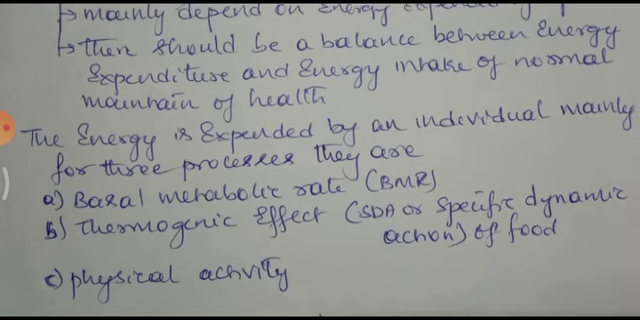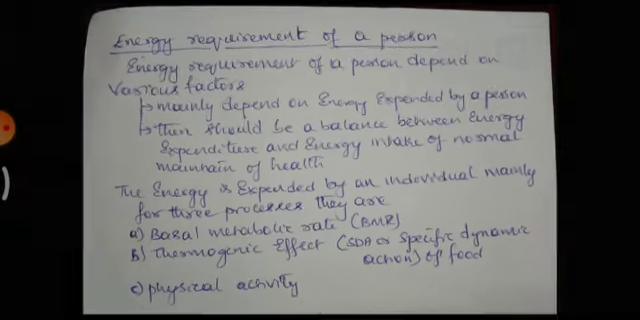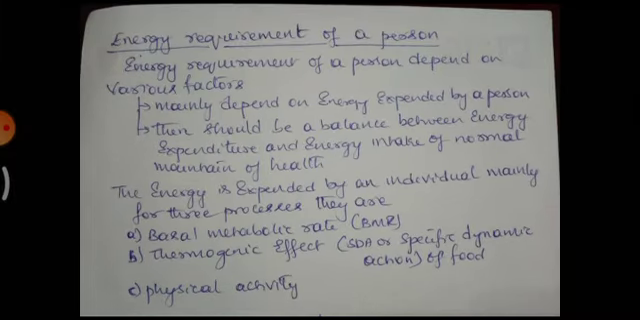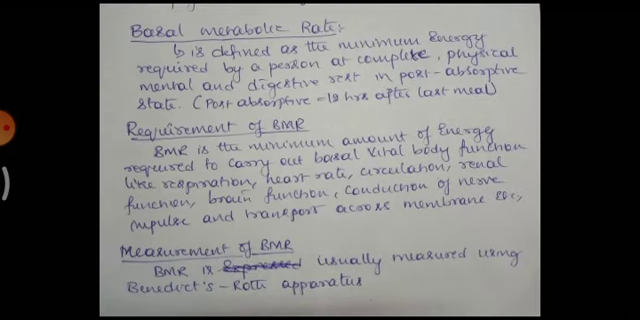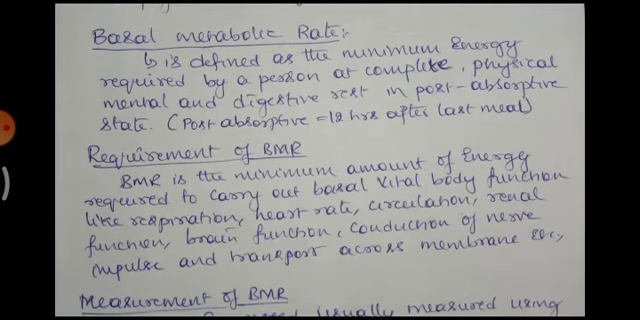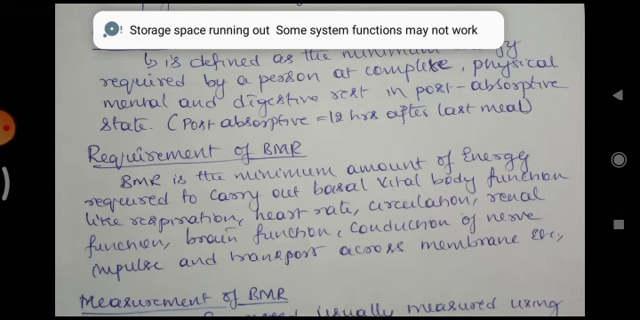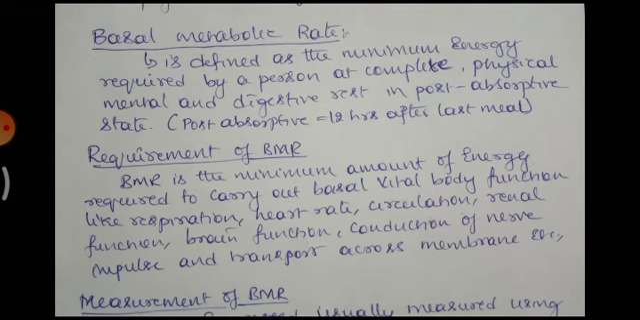And the third one is energy required for physical activity. This is for the voluntary physical activities that we are going to perform, for which energy is required. So this is about the energy requirement of a person. We are going to discuss them one by one, beginning with the basal metabolic rate. So let us start with basal metabolic rate.